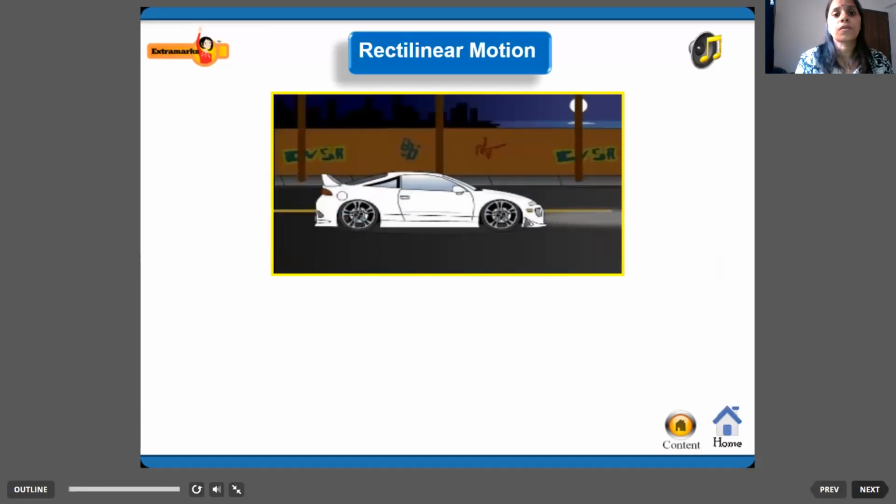Okay, here we have seen the various types of motion. Yes, you have seen in the video that there is a rectilinear motion, a rotatory motion, a circular motion, a periodic motion, and a vibratory motion. So now in detail we will study the motion. The first type of motion.